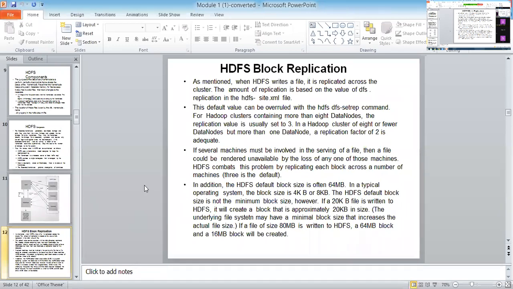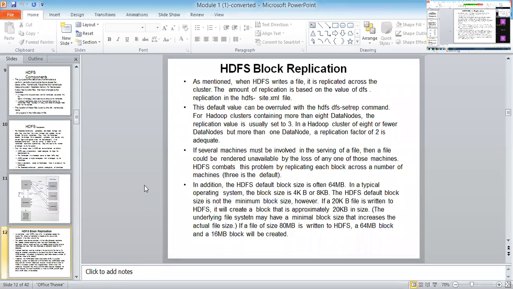So as mentioned, when HDFS writes a file, it replicates across the cluster, meaning it keeps on replicating its data. Then how the replication takes place is very important. For every one data node, there may be a replication node? No, that is not a criteria. If your system consists of more than 8 data nodes, then you are going to have the replication value of 3. Okay, so this is very important.